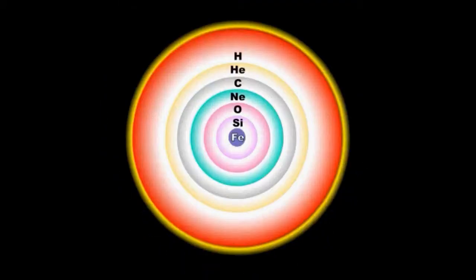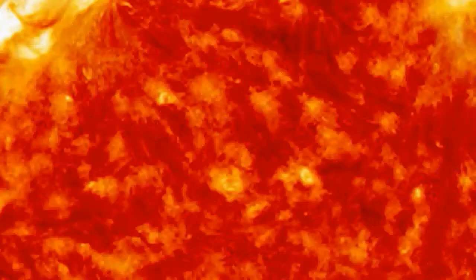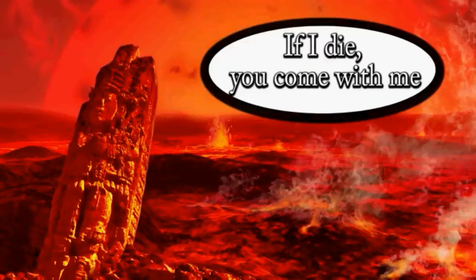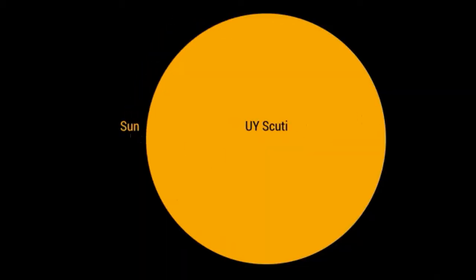Stars can't fuse elements heavier than iron, and because of the lack of force generated by nuclear fusion, gravity starts to take over. Small stars like our Sun will expand, become a red giant and probably eat Earth, and then collapse down to a white dwarf, the size of a planet. He's like, if I die, you come with me. However, stars that are more massive will start to shrink, increasing in density.